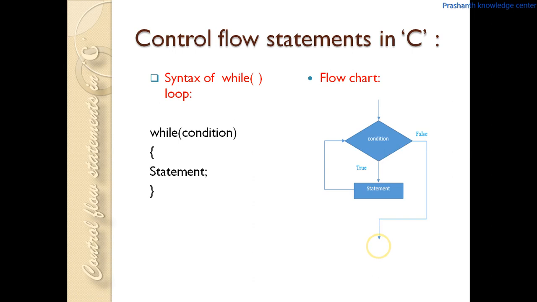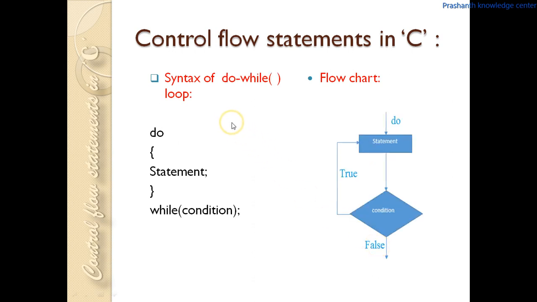Coming to the do while loop, first the do part will be executed, and then it will check the condition. That means in the do while loop, the statement will be executed at least once. Even if the condition is false, the statement will be executed once, and only after the execution will it check the condition.